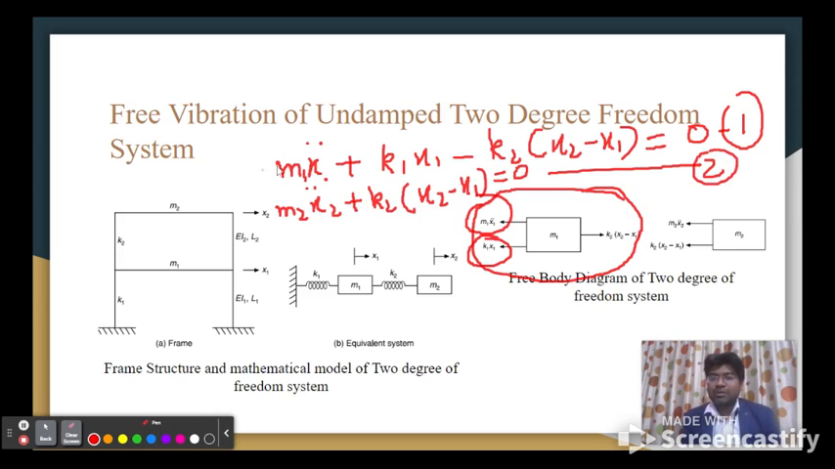So these both are the governing equations of this undamped 2 degree of freedom system. Now from these equations you can make a matrix equation also. From that we can solve or analyze this two-story building.